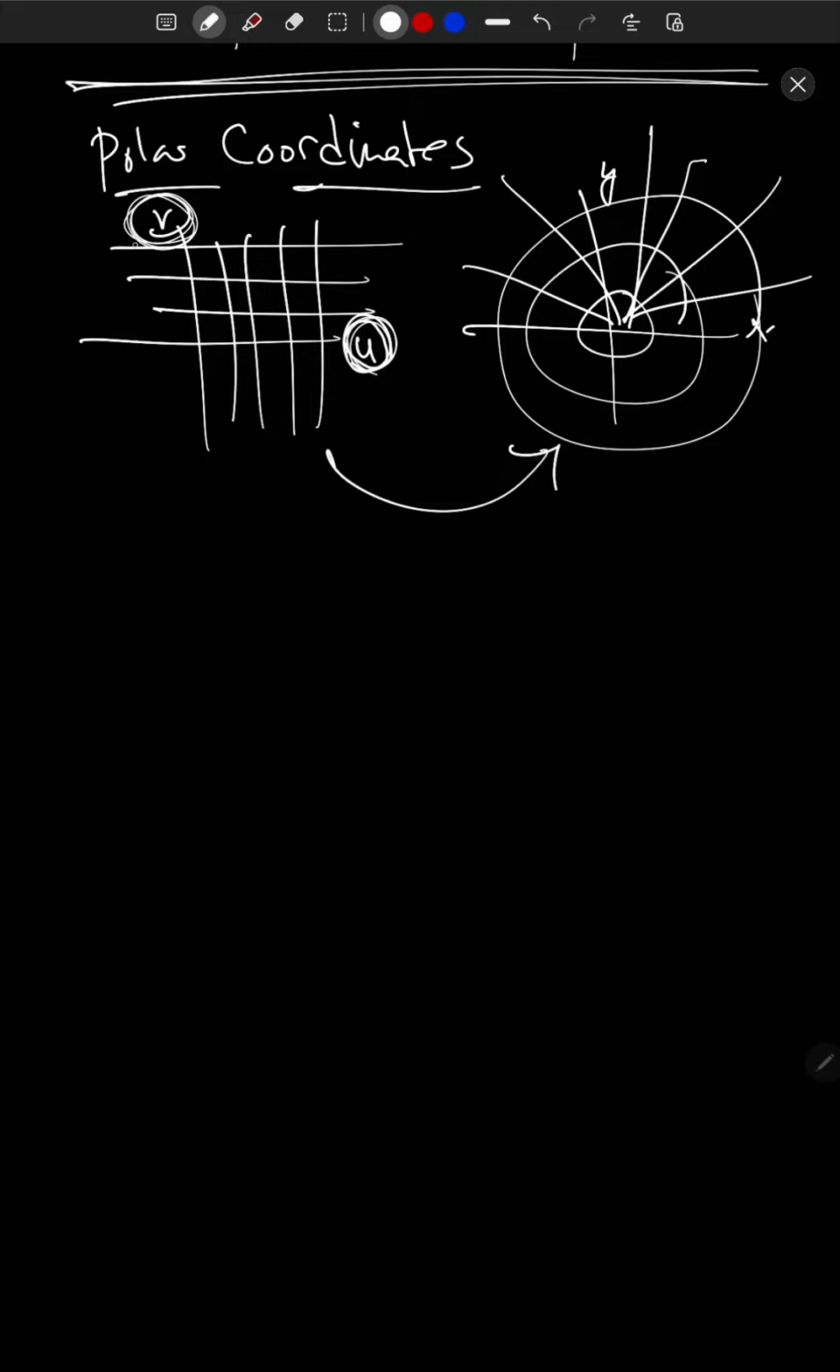It's arbitrary. You could do it the other way around if you like. But if we do it this way, with u playing the role of r and v playing the role of theta, then the mapping is going to be (u, v) goes to (u cos v, u sin v). Like r cos theta: x equals u cos theta, y equals u sin theta.